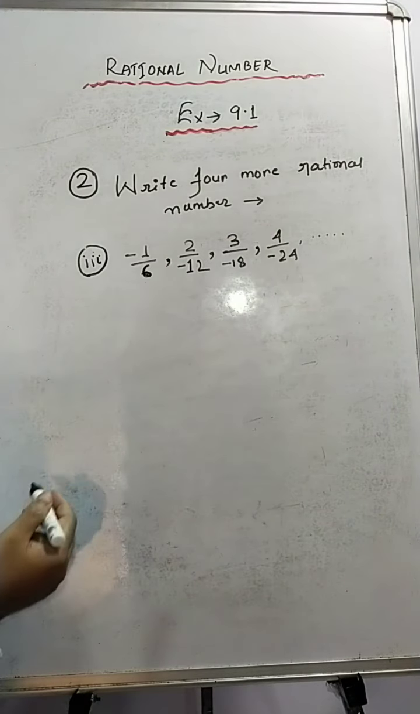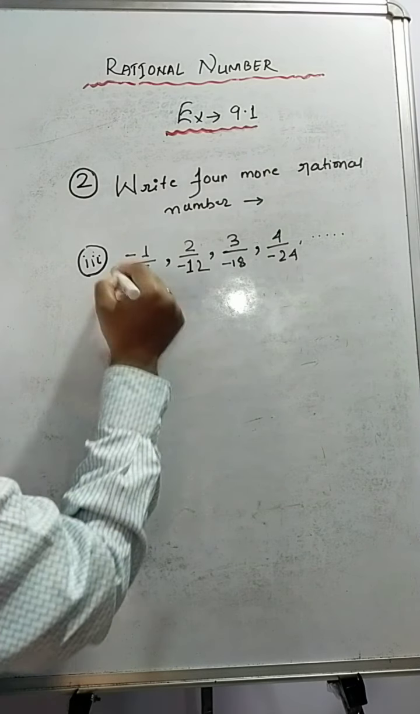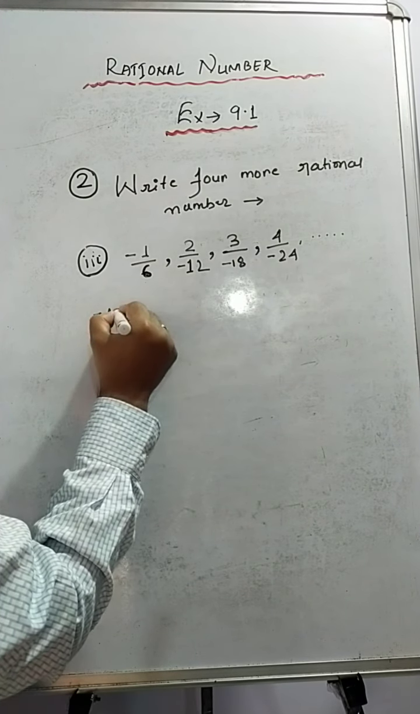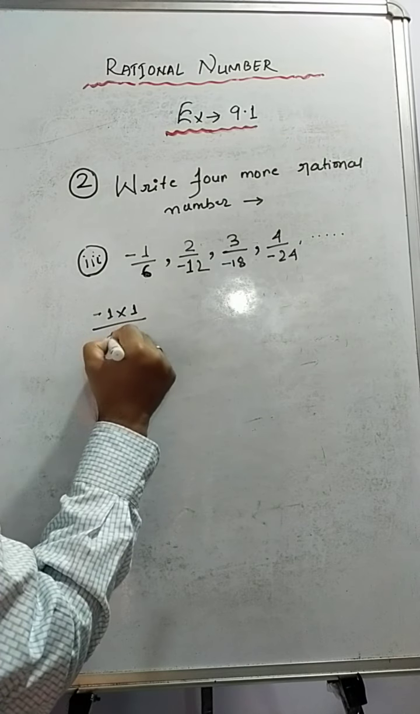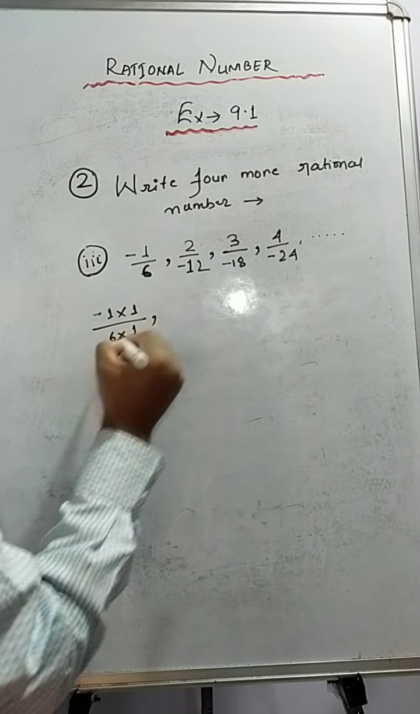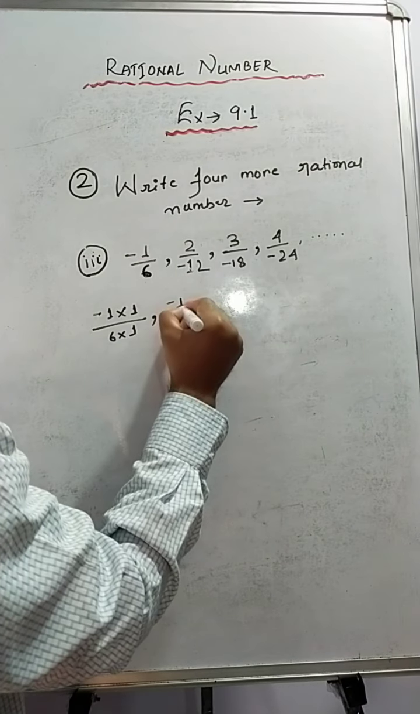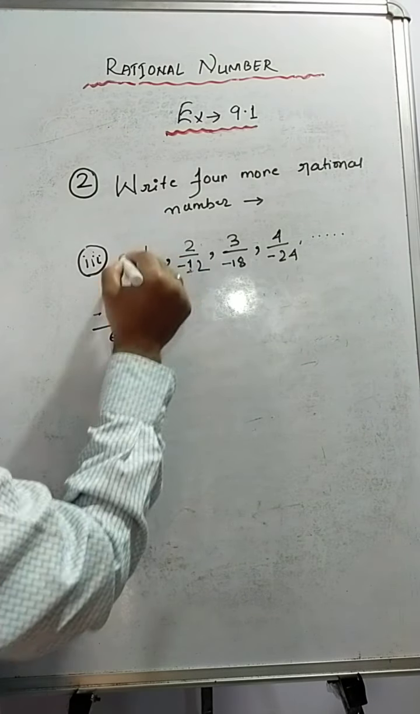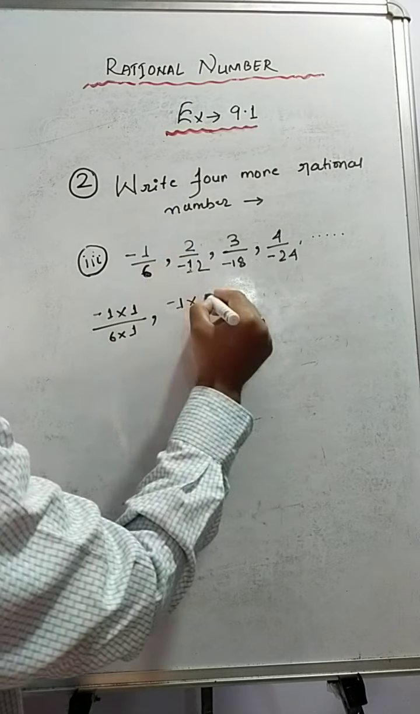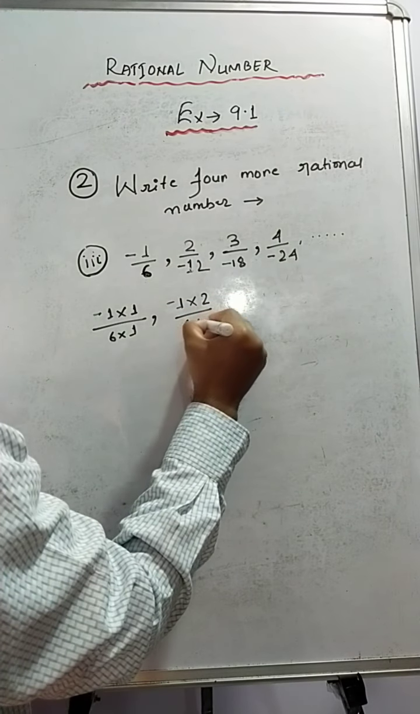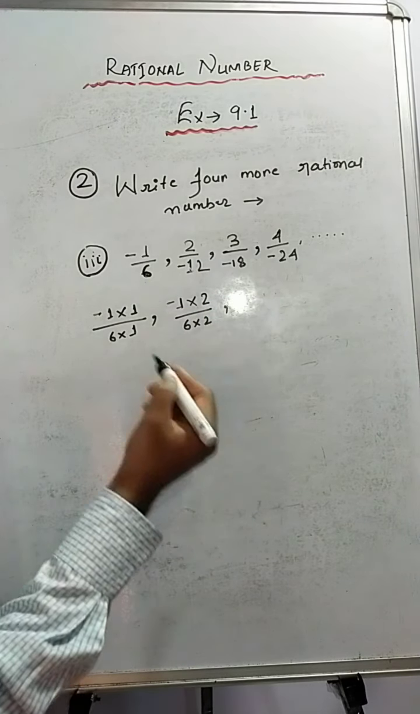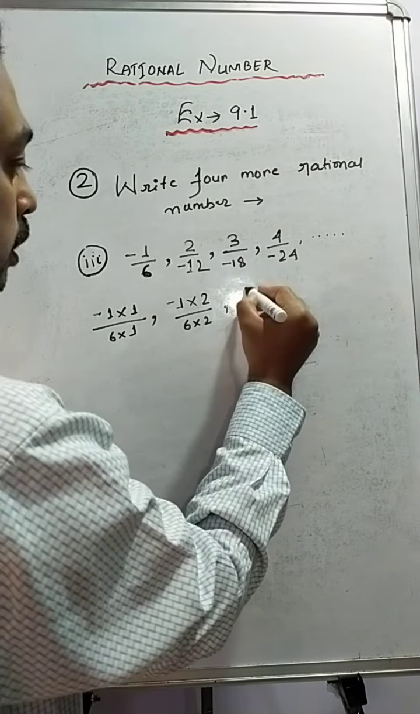Now, see, the first rational number is what? Both the numerator and the denominator have been multiplied by 1. Second rational number, how are we getting it? In this rational number, both the numerator and the denominator are multiplied by 2. So I guess you have understood, all of you. Now the third rational number, how do we get it?